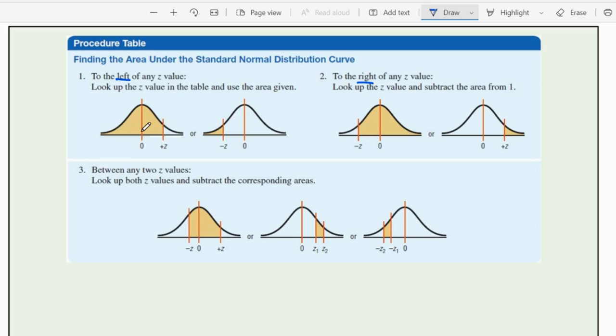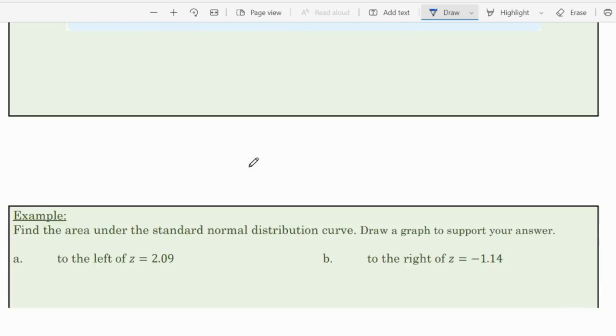And then finally, if it's not shaded left and it's not shaded right, it could be shaded in between. So when you look at in-between values, you're looking to see how much of the area is in between a positive z-score and a negative z-score. Or maybe you just want the area between 2 positive z-scores, or maybe you want the area between 2 negative z-scores. Those are the 3 situations: to the left, to the right, and in between.